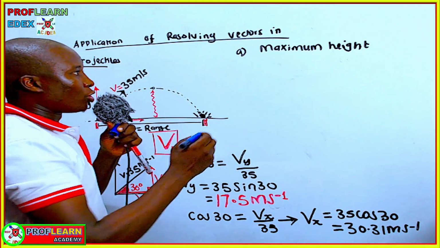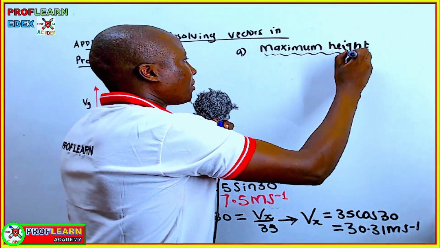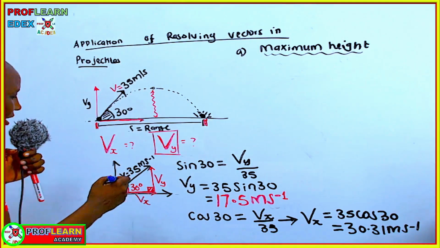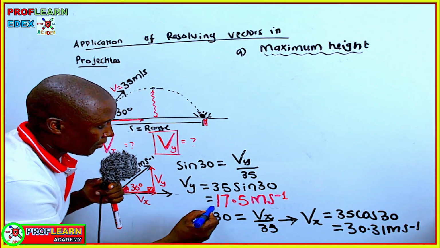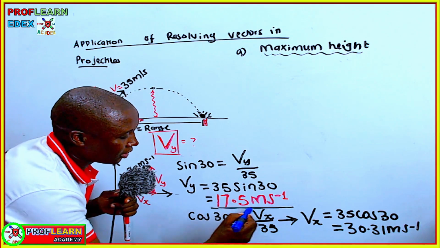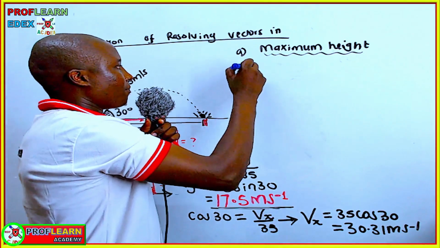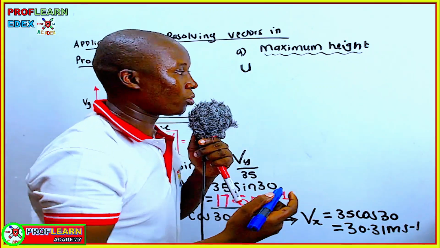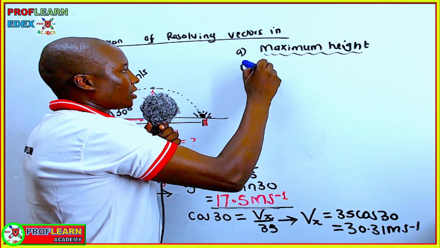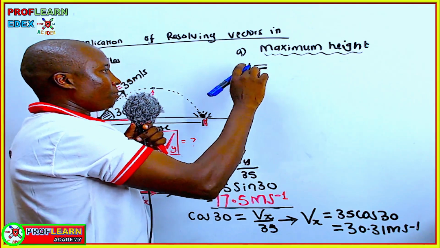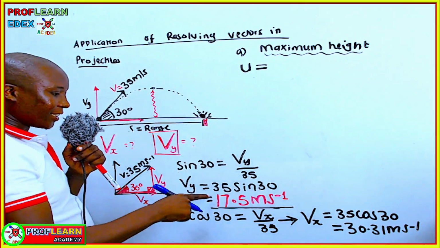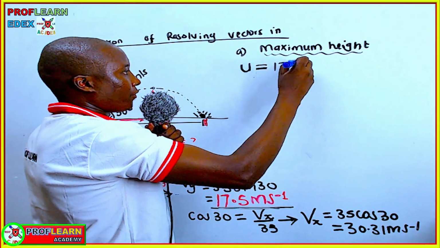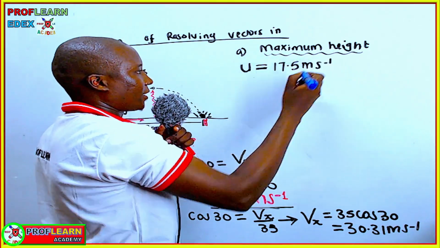So any point you are told to work out the maximum height in your A-level physics, you are going to use the vertical component. And the vertical component, we have gotten it here. For us to find this one, we need the initial velocity with which the object was projected. So this is going to be initial velocity, and our initial velocity in this case is going to be the value we have here, which is 17.5 meters per second.